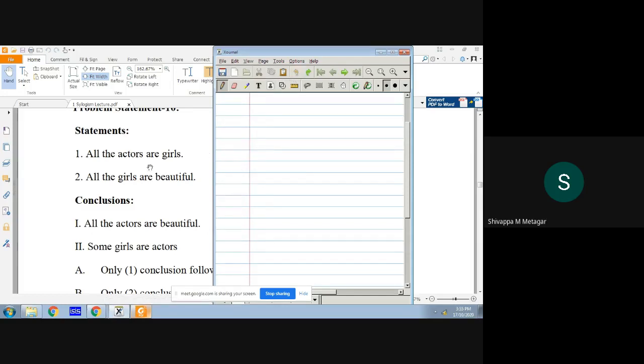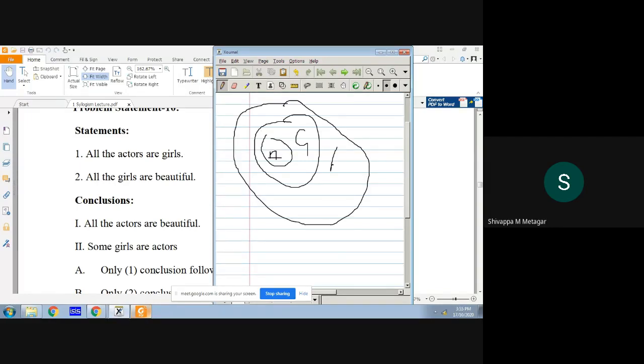First, all actors are girls. This is the actor part, and this is the girl part. They have given all actors are girls, and all the girls are beautiful. Just go to the conclusion. All the actors are beautiful. First one is right. Some girls are actors. Yes.